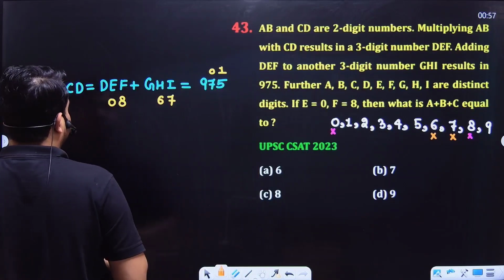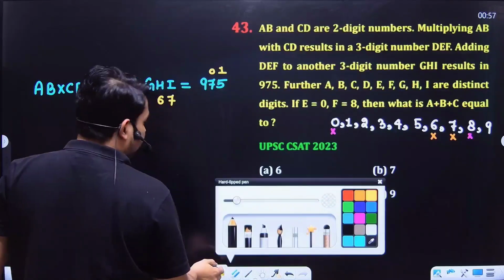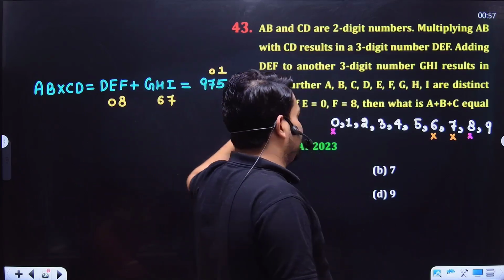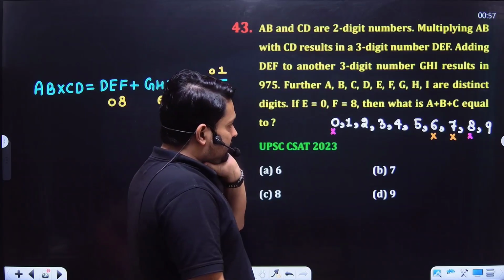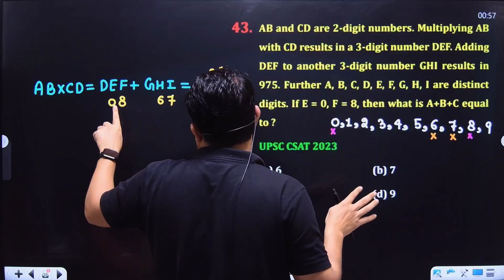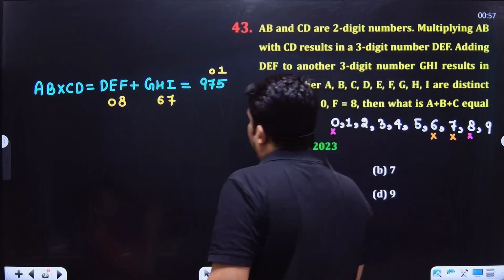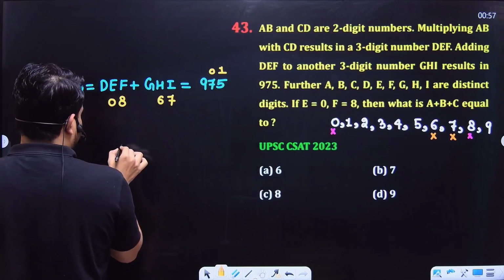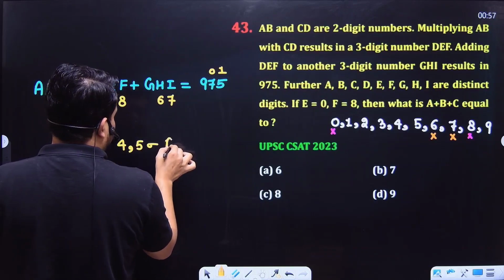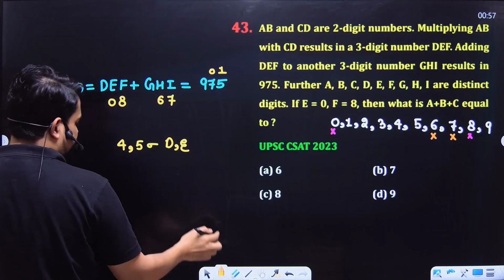So what will we do? We will add D plus G and make 9. So take a combination from there. See, you have to take the value of D and G in such a way that their sum becomes equal to 9. So you cannot take 9 plus 0, because 0 is already taken, the value of E. So there is only one combination, that is 4 and 5. So either the value of D or G is either 4 or 5, because 5 plus 4 is 9.